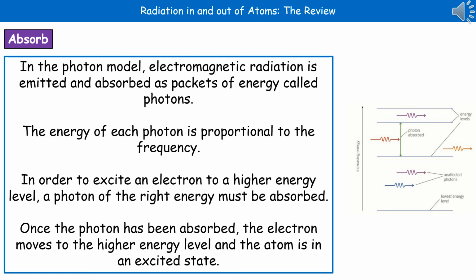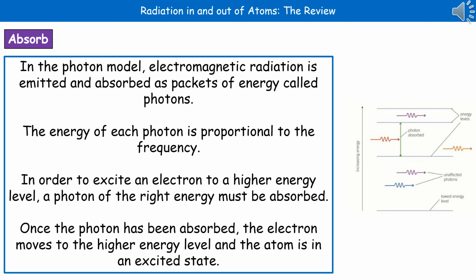In the photon model, electromagnetic radiation is emitted and absorbed as packets of energy called photons. The energy of each photon is proportional to its frequency. So in order to excite an electron to a higher energy level, a photon of the right energy must be absorbed. Once the photon has been absorbed, the electron moves to the higher energy level and the atom is then in an excited state.